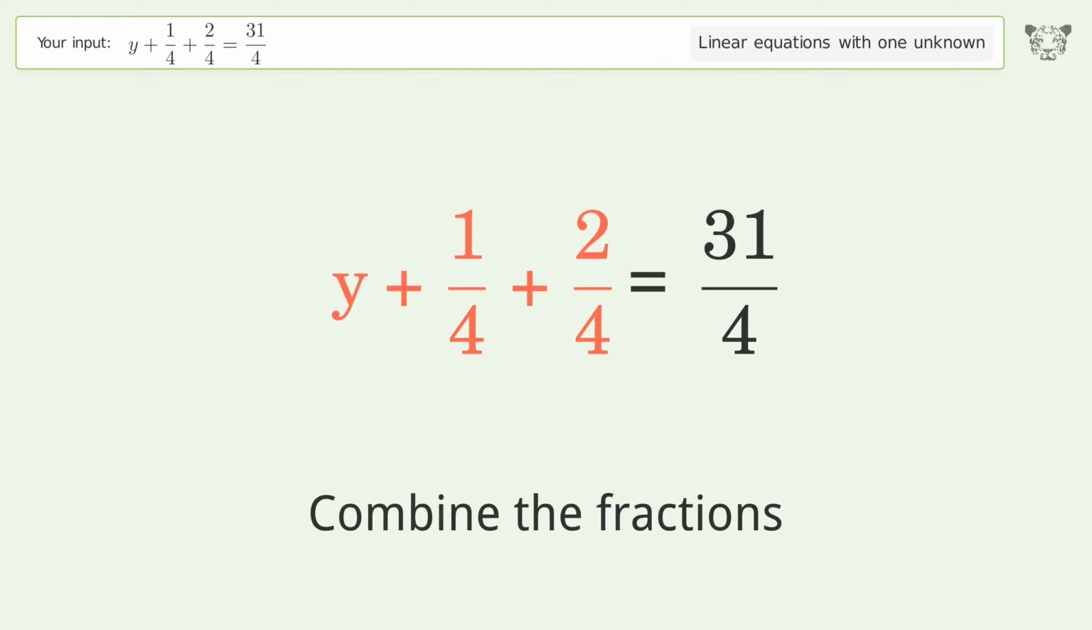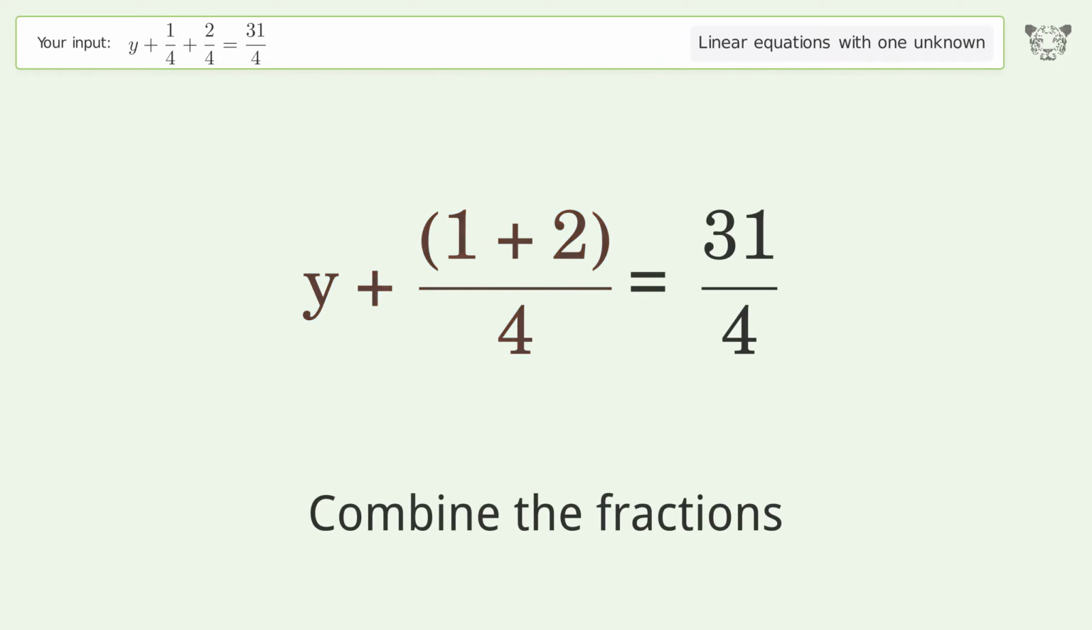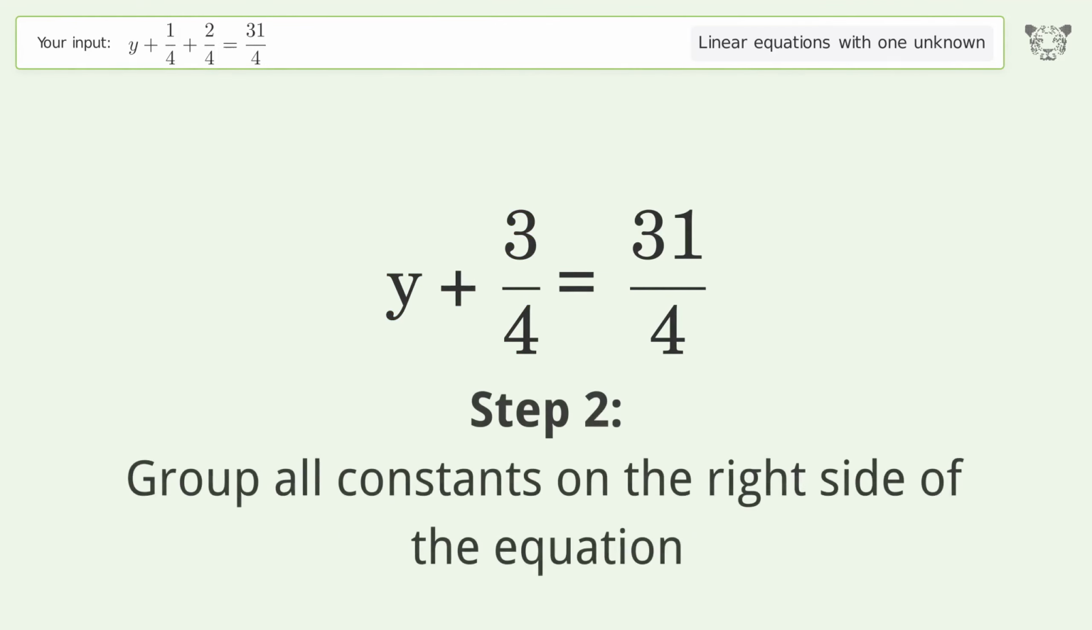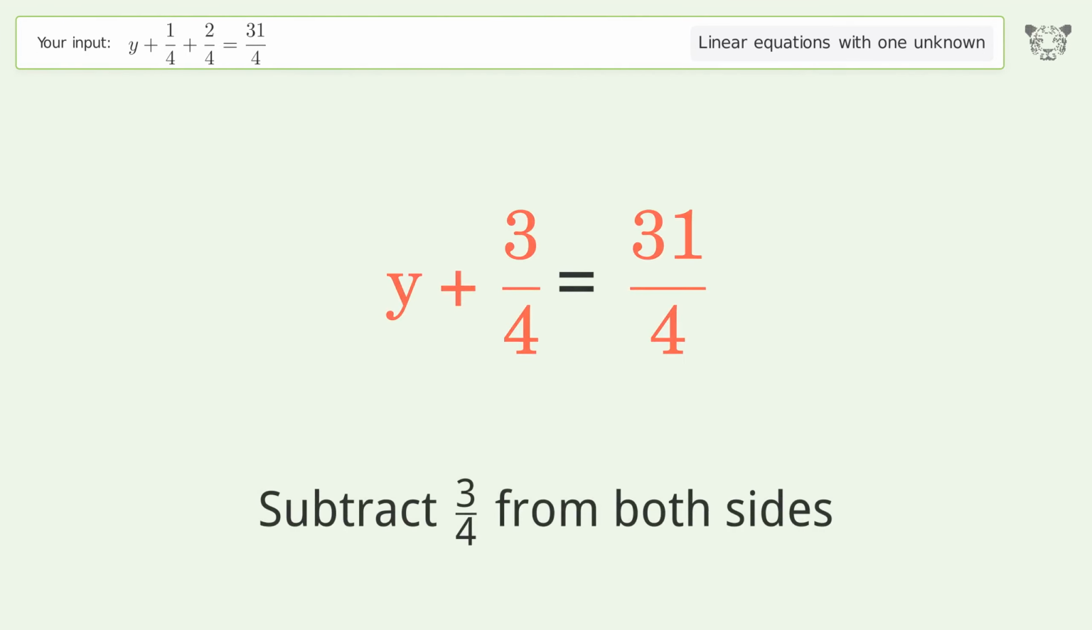Combine the fractions. Combine the numerators. Group all constants on the right side of the equation. Subtract 3/4 from both sides.